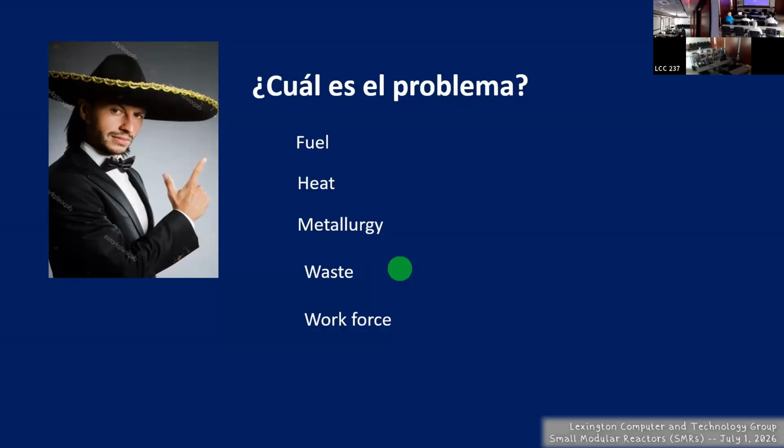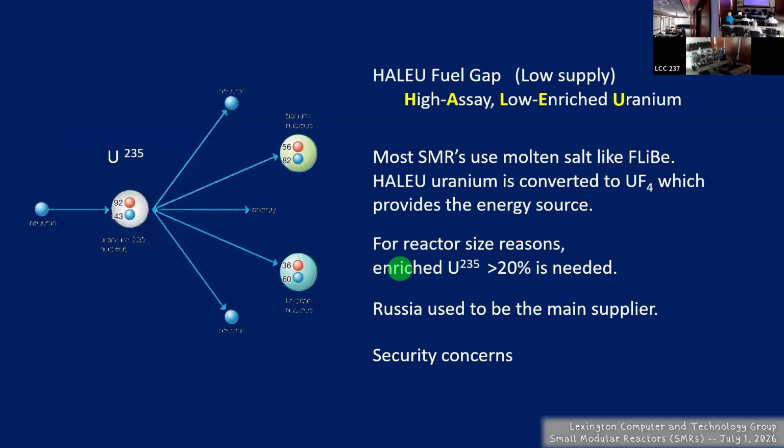What's the problem? Fuel, heat, metallurgy, waste, and the workforce. So what they're using is HALEU, which is high assay, low enriched uranium. HALEU is 20% U-235. Most SMRs use molten salt like FLiBe. HALEU uranium is converted to uranium fluoride, which is the energy source. And for reactor size reasons, you need a lot of U-235. You need it enriched to 20%.